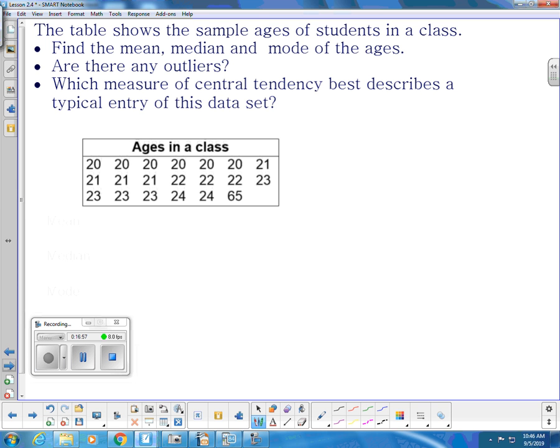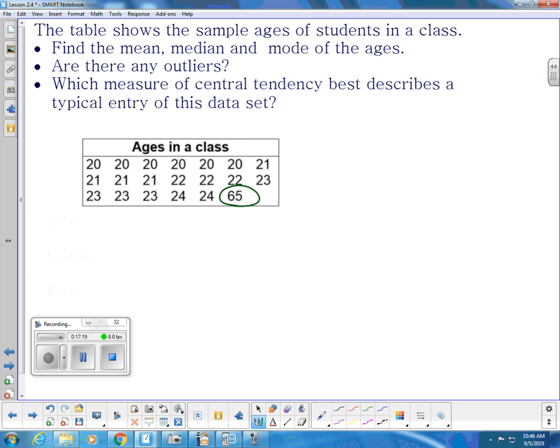Do we need to do this one? Okay, these are ages in a classroom. Notice anything weird? There is not a lot. Very old. There's a very old person who might be the teacher. It just said ages in a class, doesn't say the students. So this guy appears to be an outlier.